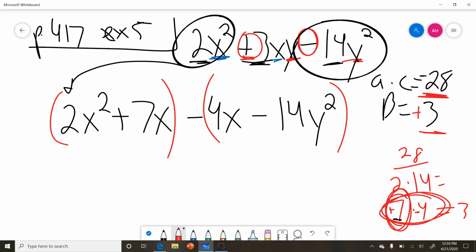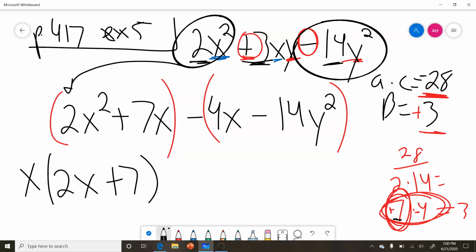Group these. Okay, and now what do I take out of here? Well, I can only take out an x. So I take out an x, and I get 2x plus 7. Okay, then out here I can take out a 2. I'm sorry, one thing I forgot. These right here have to be xy, because of this xy. So those are xy, so I'm going to have 7y left. And then here I can take out a 2y. And what do I have left?